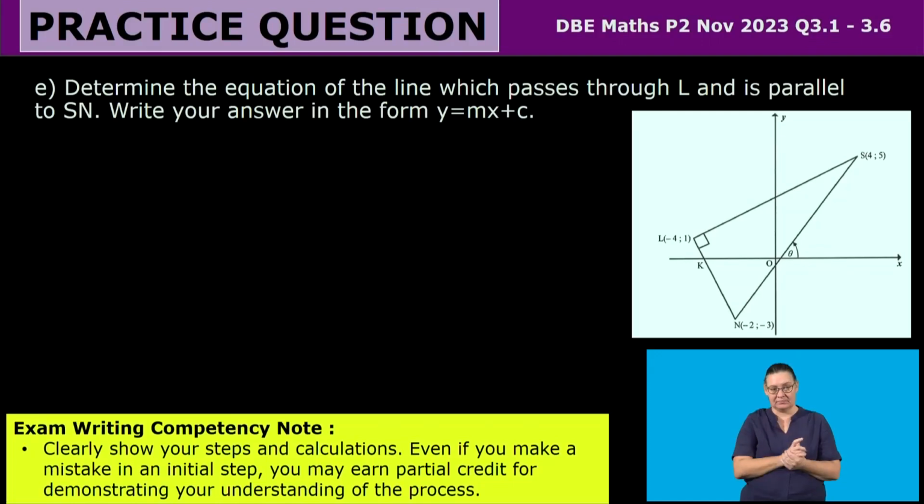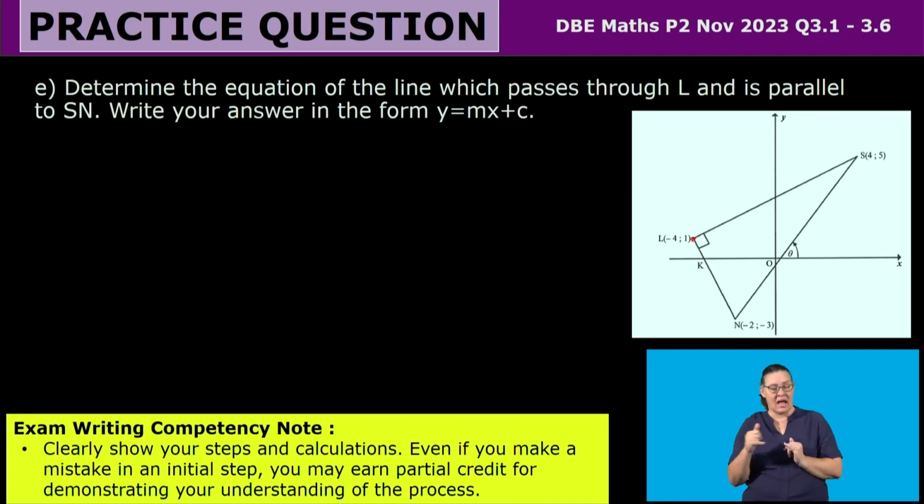Welcome back. We are looking at analytical geometry revision and going through some past paper questions. Before this break, we were looking at a multi-step question and it's not quite done yet. Let's look at the last part. So here in part E, they ask us to determine the equation of a line which passes through L and is parallel to SN. So this is interesting.